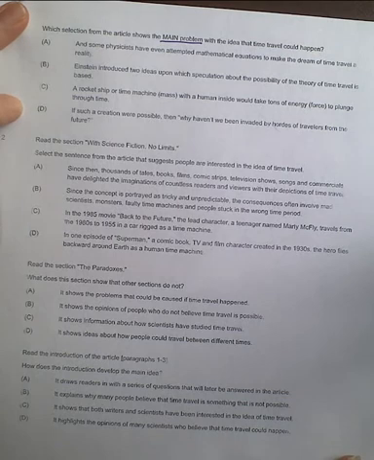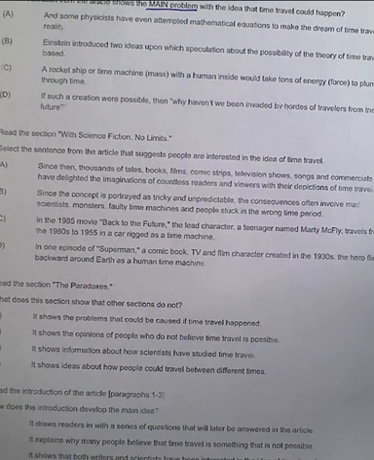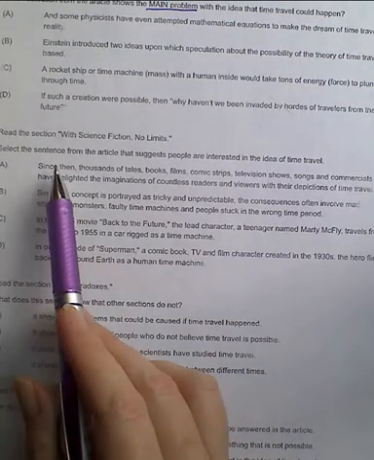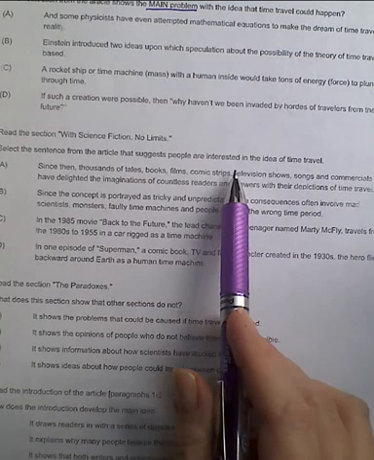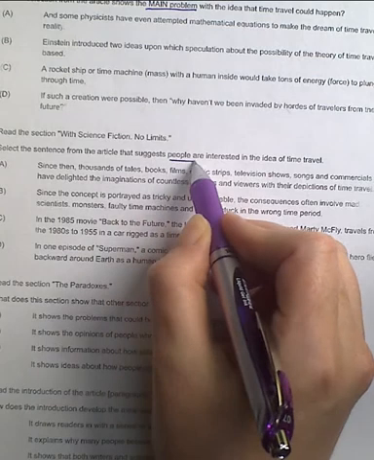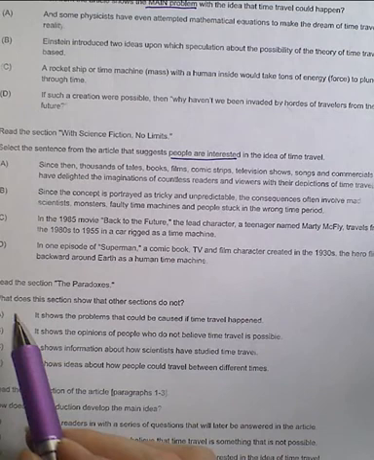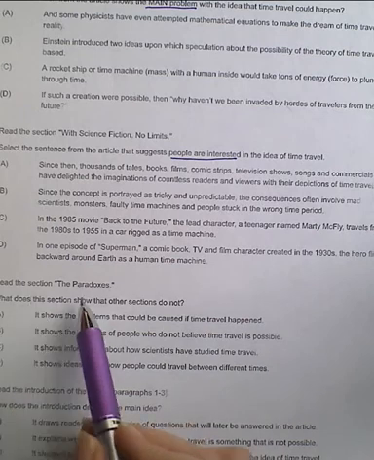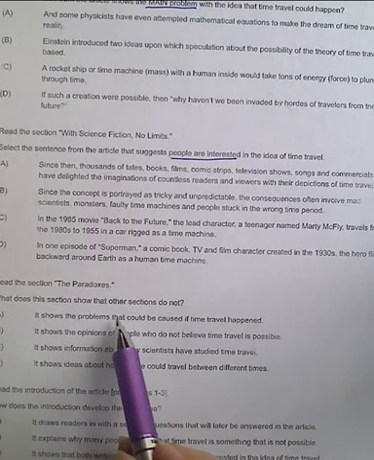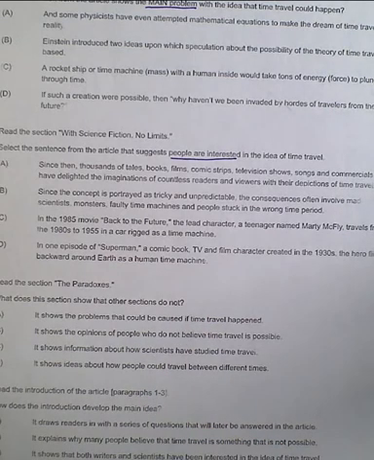Then number 2 says read the section entitled With Science Fiction, No Limits, and then select the sentence from the article that suggests people are interested in the idea of time travel. So for this one we're going to focus on people being interested in the idea of time travel. And number 3 says read the section The Paradoxes. What does this section show that other sections do not? We'll talk more about what a paradox is while we're reading.